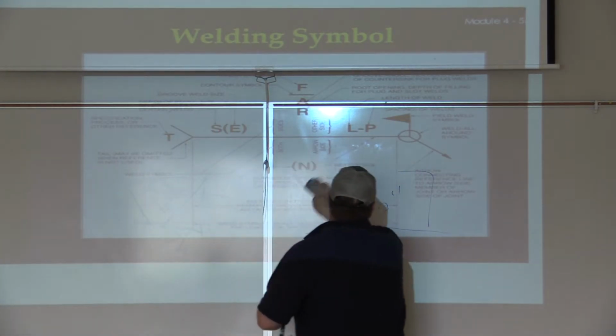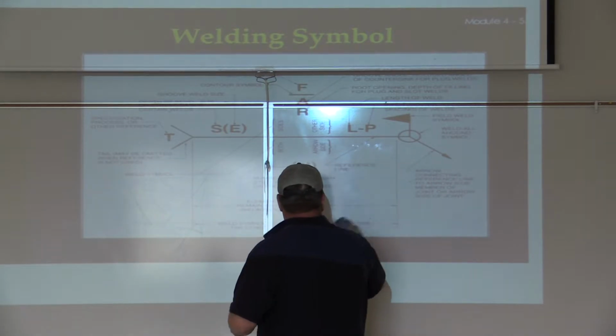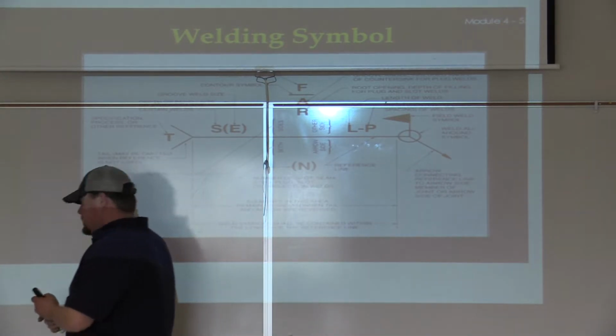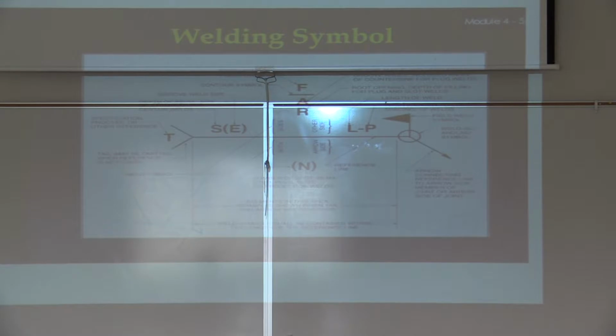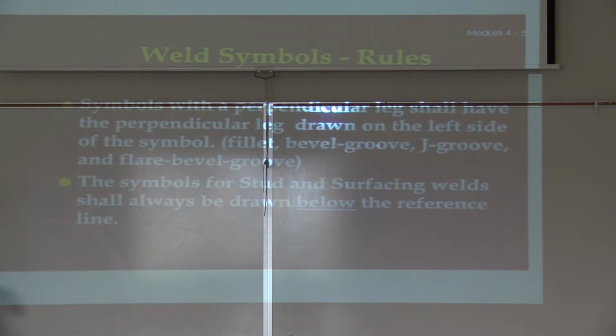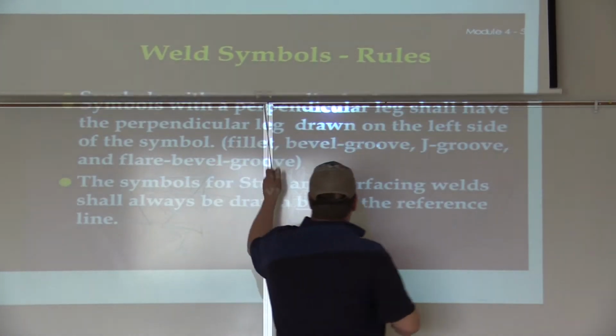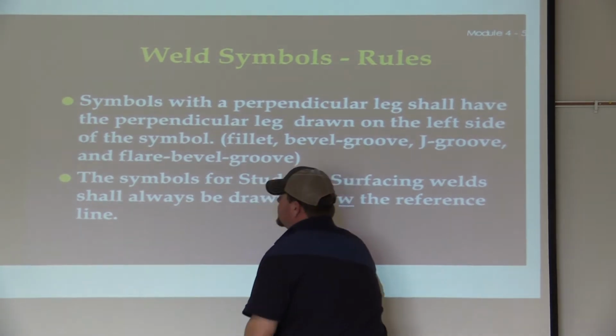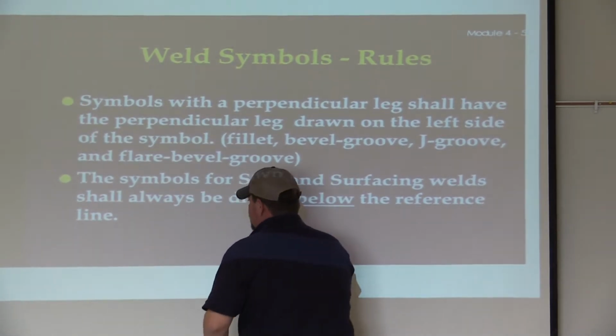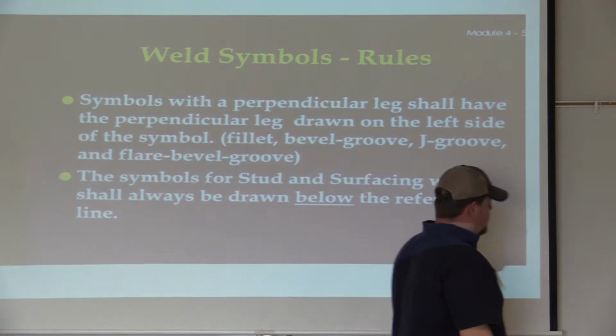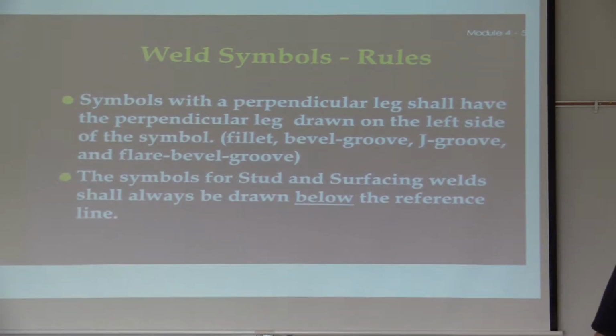All right. Let me get rid of that green one. It's kind of the other portion. Again, this one tells you that surfaces are to be below the weld line, but I have seen them drawn on the top side of the line for surface welds. Never stud, but I have seen them. Doesn't mean they're right, but I have seen them happen.